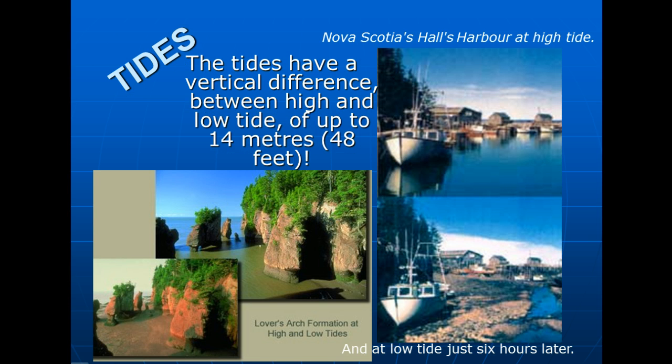Now here's an example of the huge difference a neap tide can make in a specific location. This is in Nova Scotia's Hull Harbor at high and low tide. There's 48 feet of difference between high and low tide during neap tides. That's a lot.